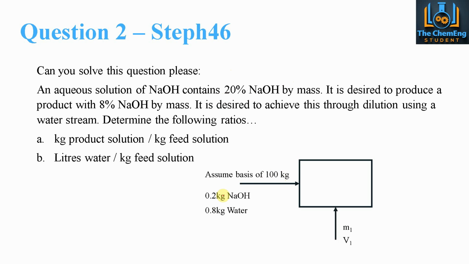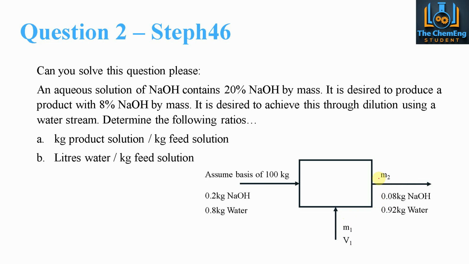So we now know what's coming into the system in terms of the feed. We don't know what's coming in terms of the water, i.e. we don't know the flow rate and we don't know the mass. However, what we do know is that in the outlet stream, we only have 8% sodium hydroxide by mass, i.e. 0.08 kilograms. And that means that the makeup to make it to 100% must be 92% water.